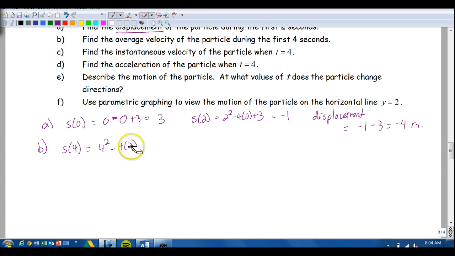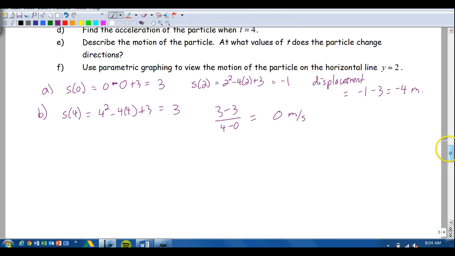Nope, it's 4 times 4 plus 3. And if you look at this, it's at 3 again. So, think about this. The average velocity from 4 to 0 is just 3 minus 3 over the change in time, which is 4 minus 0, which is 0. And that is, again, meters per second. So it has moved 0 meters. The average was 0 because it ended up at t equals 4 at the same place it started at. That doesn't mean it didn't move during those first 4 seconds. It just means the average is that.